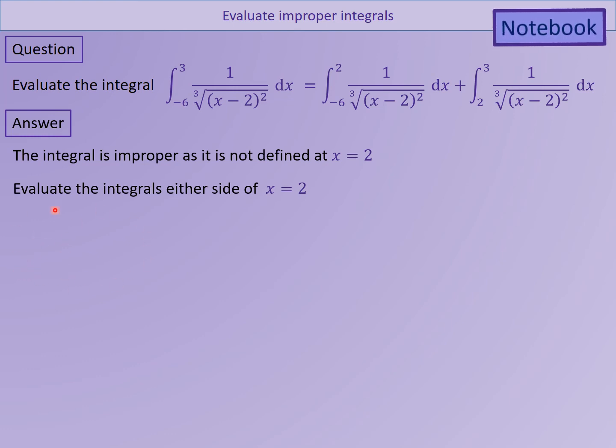Now what I'd like you to do is have a go at doing the integration yourself. See if you can sort that out. So pause there, have a go at integrating it yourself.